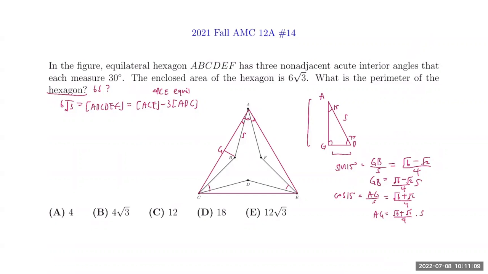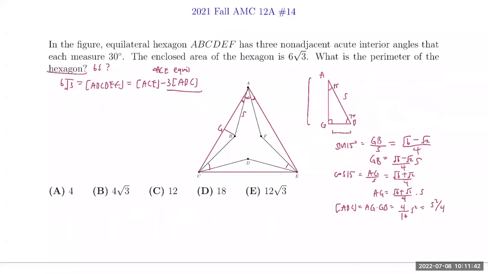Therefore, the area of this triangle will just be AG times GB over 2. But that also means that the area of triangle ABC is just AG times GB, which, by difference of squares, gives us 4 over 16 S squared, which equals S squared over 4. So now we can get what 3ABC is. So we're only left with finding the area of ACE.